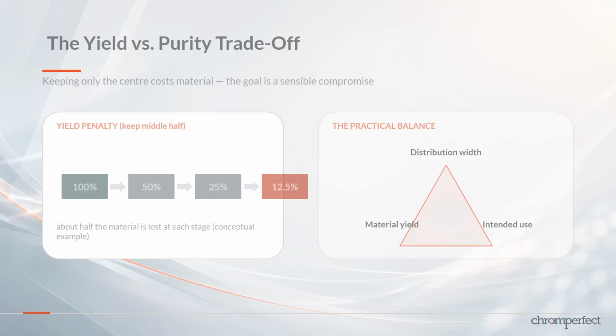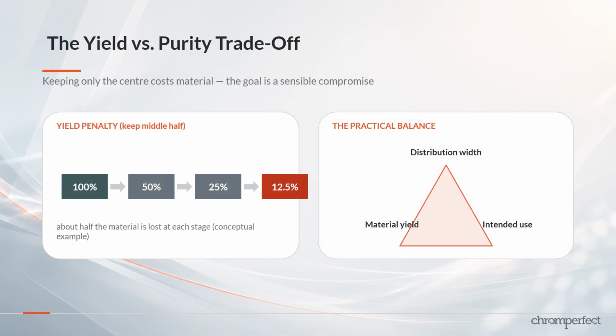Complete fractionation is rarely practical. Each time, only the middle half of a distribution is retained. Approximately half the material is lost. Repeated fractionation, therefore, reduces the available quantity rapidly. The objective is not necessarily perfect monodispersity, but a suitable compromise between distribution width, material yield, and the intended use of the fractions.